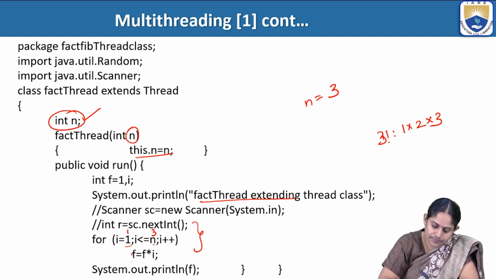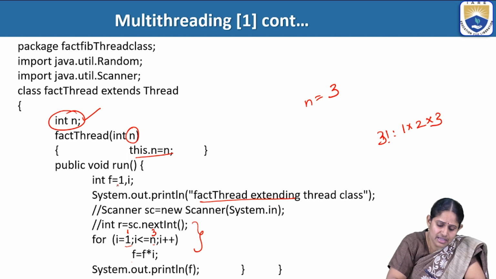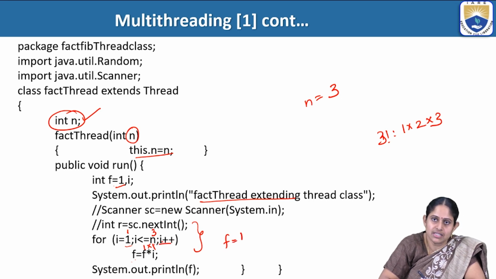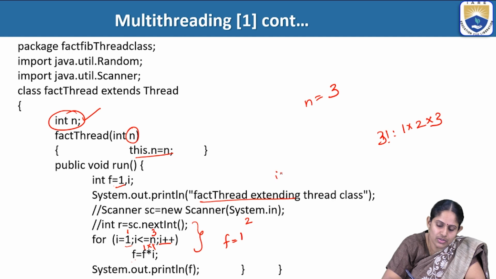Since the initial factorial is 1, the factorial value will be 1 into 1, so f will be 1 itself. Now i will be incremented, so i becomes 2. When i is 2, f becomes 1 into 2, so f is 2 now. And the i value will be incremented to 3.